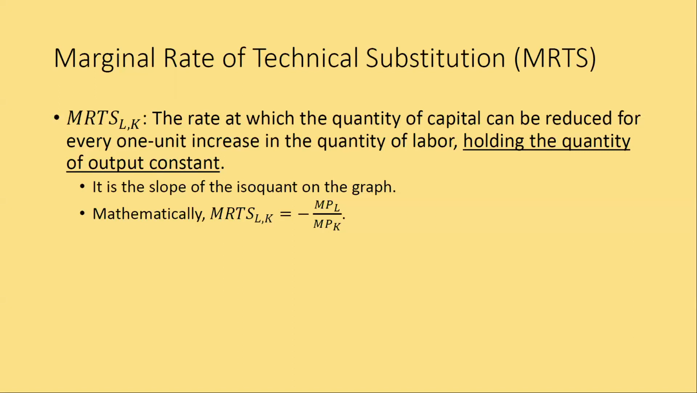And in the consumer theory, we are substituting between the 2 goods and holding the utility constant. Here we are holding the total quantity of output constant, and we are looking at how we can substitute between the 2 inputs, all right? So on the graph, the marginal rate of technical substitution is going to be the slope of the isoquant. And how we calculate it is also analogous to what we did in the consumer theory. It is the negative of the ratio of the marginal product of labor to the marginal product of capital.